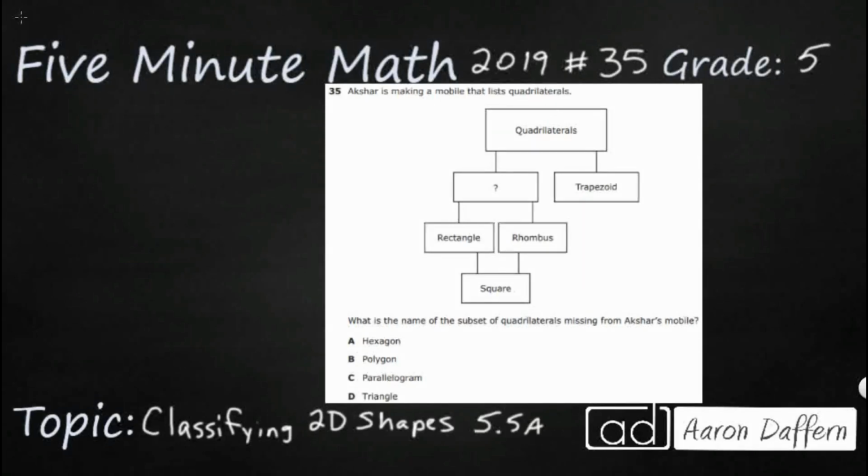Today we are looking at the 5th grade concept of classifying two-dimensional shapes. This is standard 5.5a in the great state of Texas, and we are using item number 35 off the 2019 released STAAR test. If you have not done so already, please go ahead and take a moment to pause the video, work this problem out on your own, unpause it, and then we will look at our answers together.